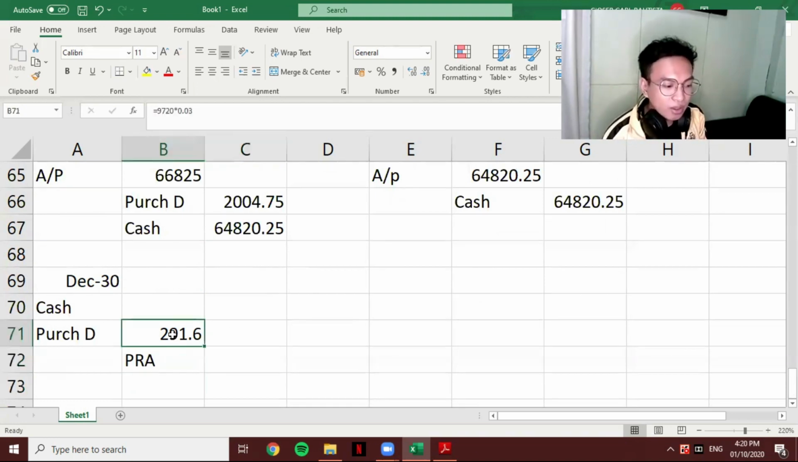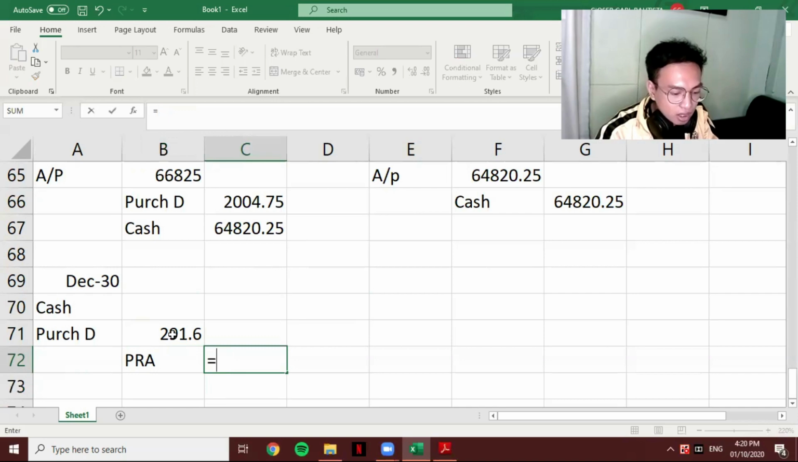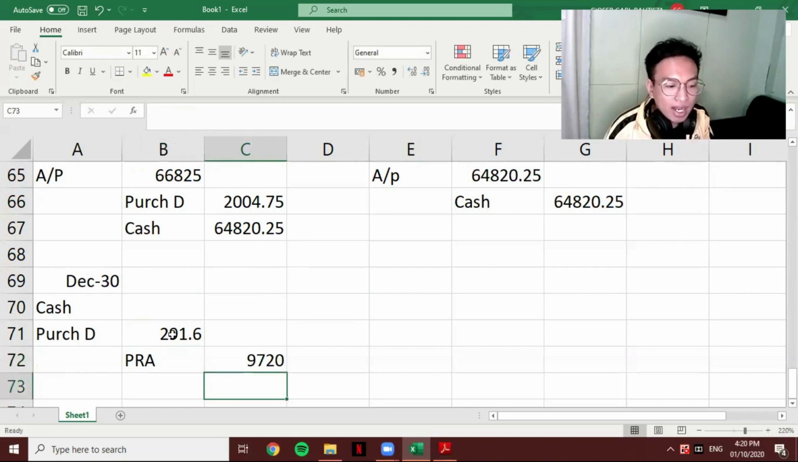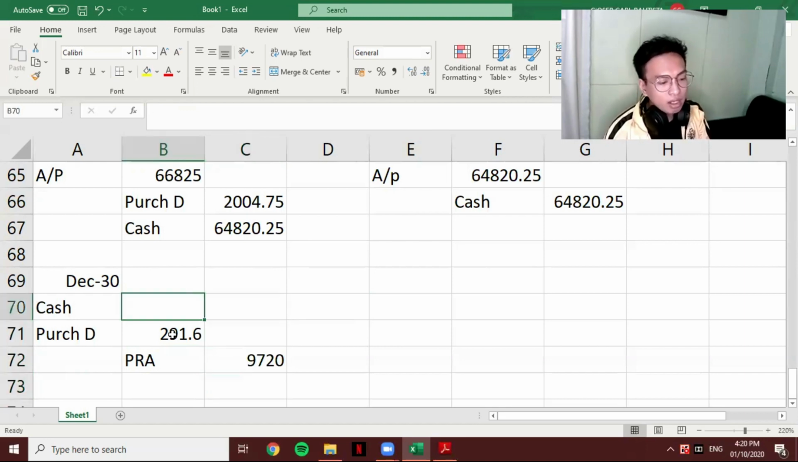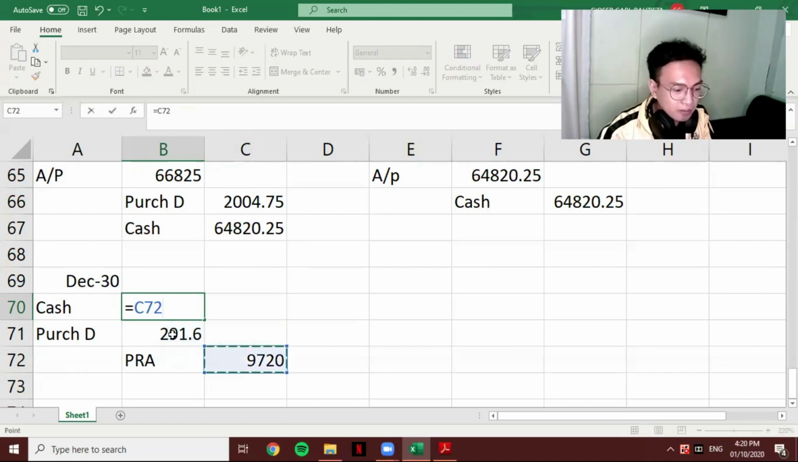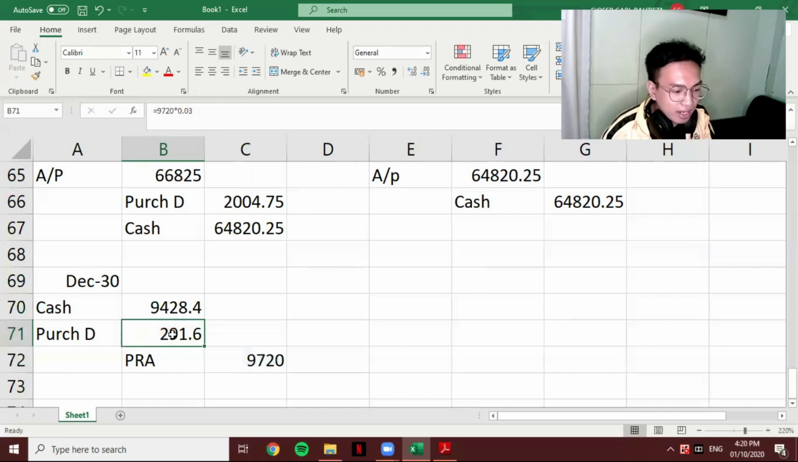Okay? So since binawasan natin yung purchase discount, yung ating purchase, the return is for the whole amount of 9,720. Mawawalan tayo ng purchase na amounting to 9,720. And the cash that will be given to us by our supplier, kung kaliwaan man, ay kano kaya? 9,428.40. Yan lang yung matatanggap nating reimbursement from our supplier. Since meron tayong na-discountan na returns.